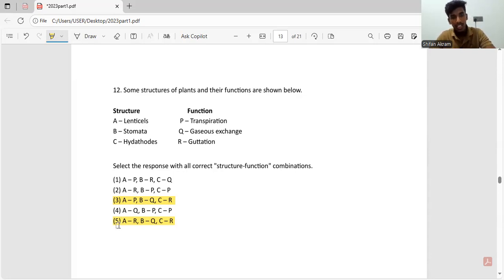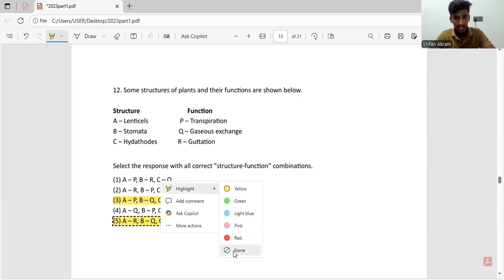So in the fifth question, A goes with R. Now, lenticels carry out transpiration and gas exchange, which is correct, but they don't carry out guttation. Because of that, this statement is wrong. So the correct answer is the third one.